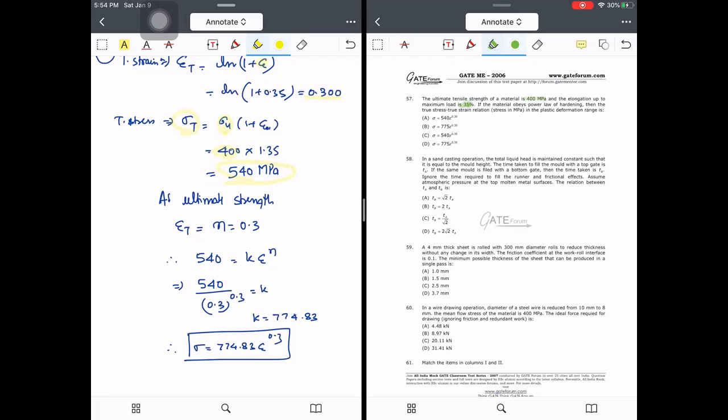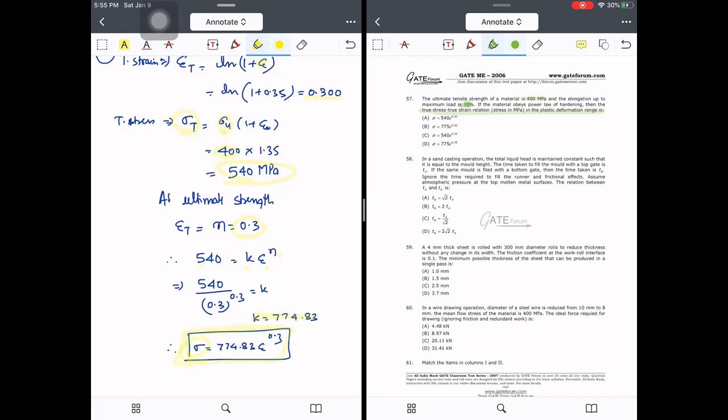True stress is equal to sigma ultimate into 1 plus epsilon n, that is equal to 1.35, that is equal to 450 megapascal. Now at ultimate strength, n is equal to epsilon T, that is equal to 0.3. Therefore 450 is equal to K epsilon to the power n. From here I get the value of K. K is equal to 774.83.